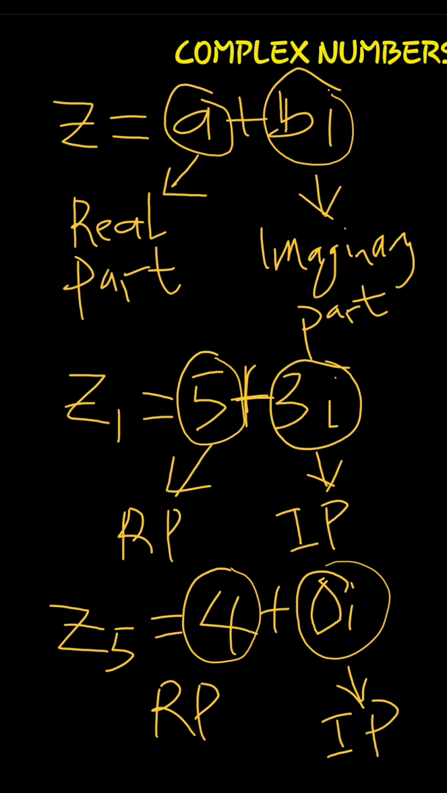Going back to the representation of a complex number, we use a plus bi. If you look at this z5, you see that a represents 4 and b represents 0, and we have i. So a and b are real numbers, but what makes this part an imaginary part is the value of i. i is an imaginary number.